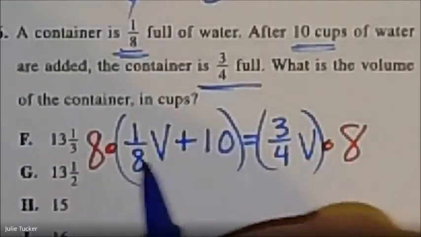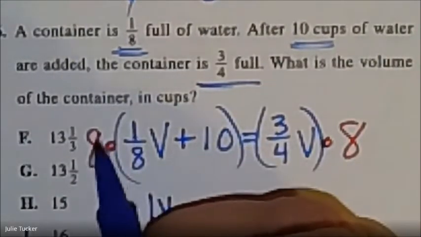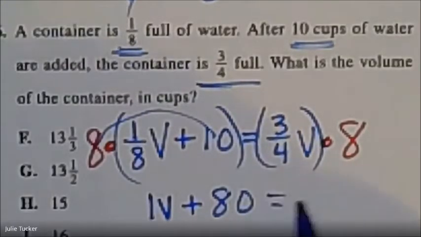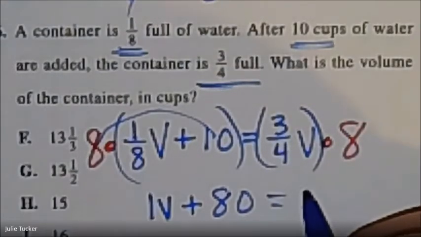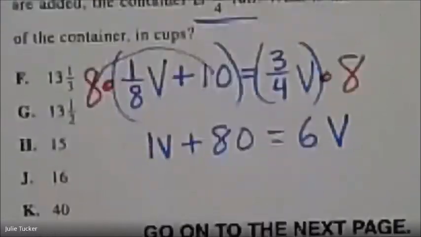Yeah. So 8 times 1/8 is 1V. 8 times 10 is 80. And then 3/4 of 8 is going to give us 6. We would probably do that on a calculator, but I'm doing it in my head. And then we get that. Now what?